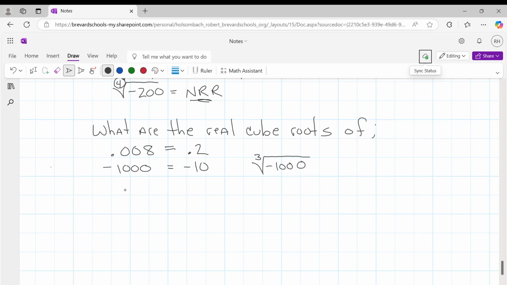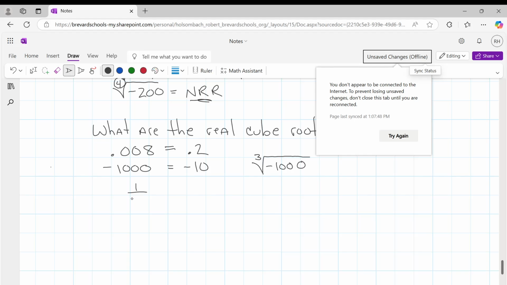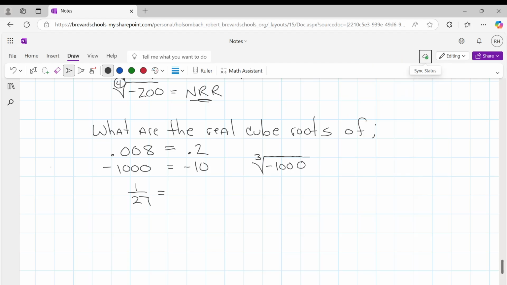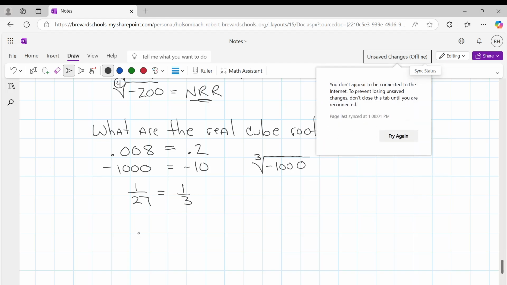Real cube root of 1 over 27. I'm going to type 1/27th in the calculator, second y to the x, 3, and hit equals. And we get 1/3, because that's just the same as the third root of 1 over 27, which is equal to 1/3.